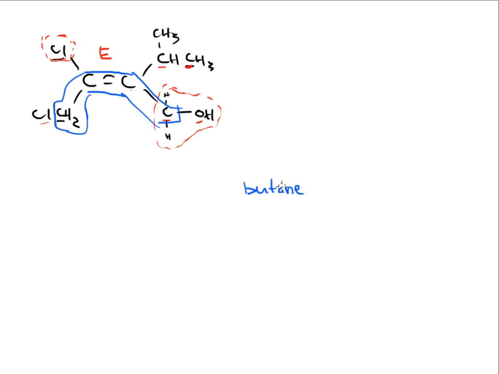However, this is not an ane, it's an ene, because there's a double bond in there. Well, where does that double bond happen? From the left-hand side, that's a 1-2 position. From the right-hand side, that's a 1-2 position. But the alcohol here, it takes preference. I've not really talked about that yet, but you're going to learn that. That alcohol forces this to be 1 and this to be 2. So this is going to be a 2-butene.